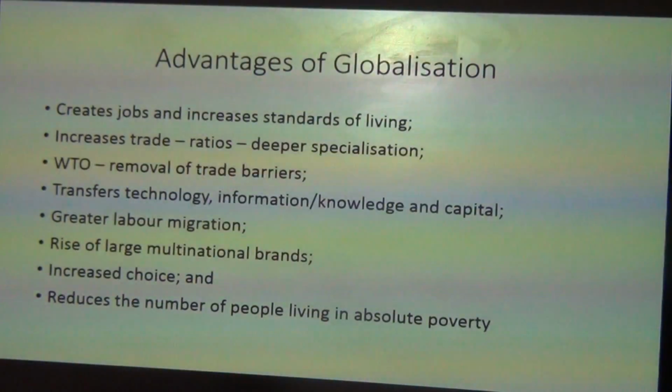Secondly, what else does globalization do? It increases trade between nations. Those of you who've read Stiglitz's book will know that he talks in that about the trade ratios rising. So you'll all be aware of the aggregate demand equation, C plus I plus G plus X minus M. Well, the X minus M component, as a consequence of globalization, is becoming more significant within that equation.